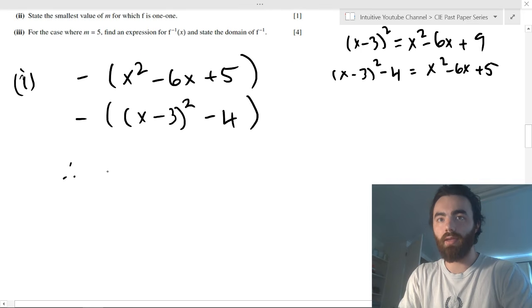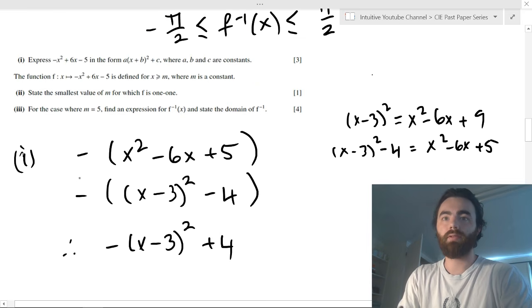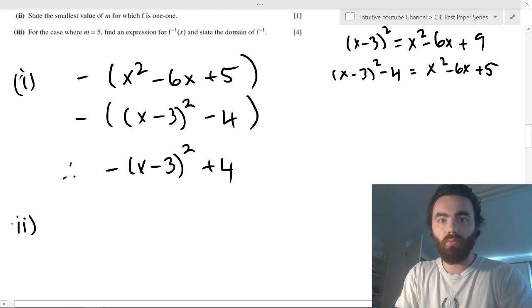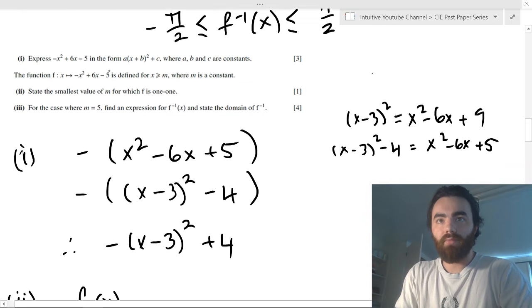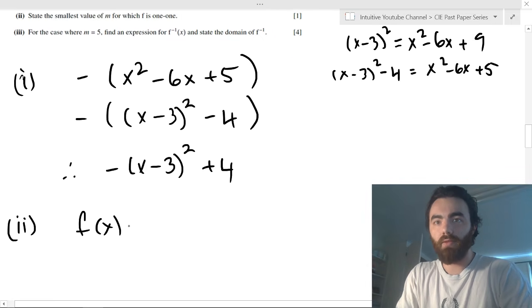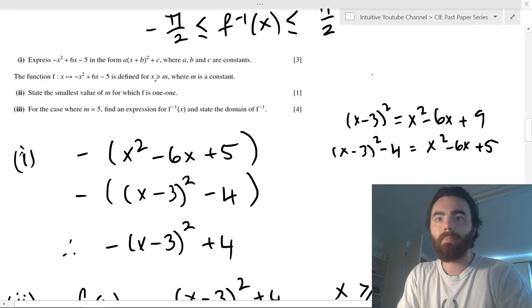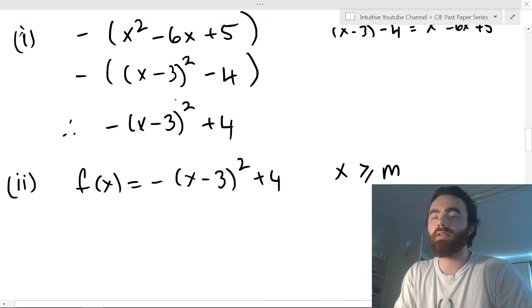So therefore, if we expand it in, we get negative x minus 3 squared plus 4. So that's it in this form, where our a is -1, our b is -3, and our c is plus 4. Cool. So if f of x now equals this, which is minus x minus 3 squared plus 4, for x greater than or equal to m, state the smallest value of m for which f is 1 to 1.